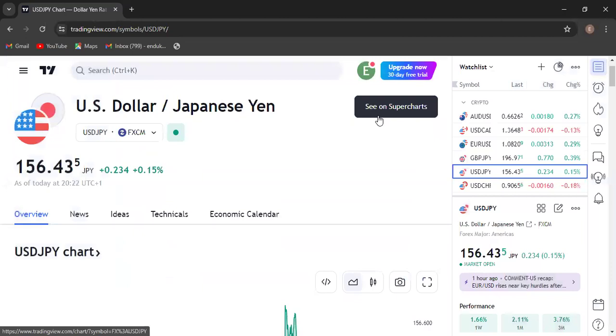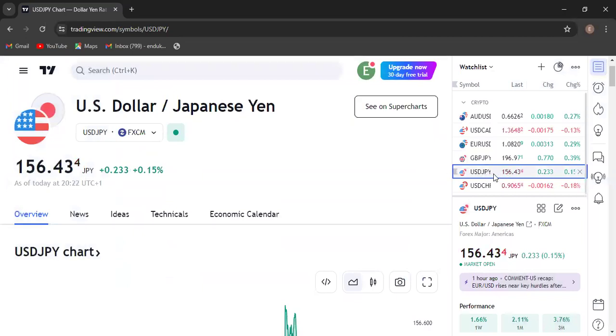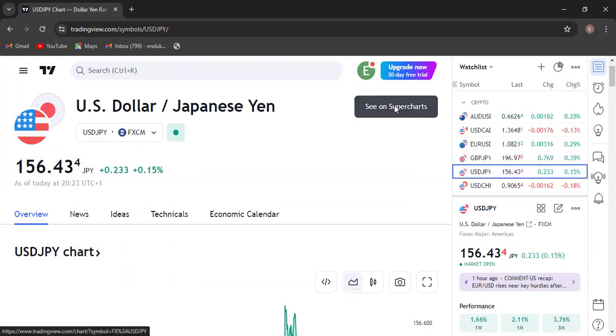So my USD/JPY is highlighted here. I'm going to click on see super charts and it will take me to this place.